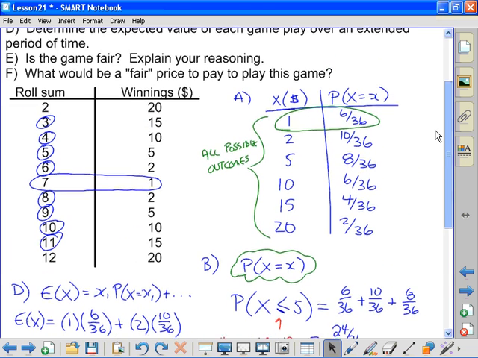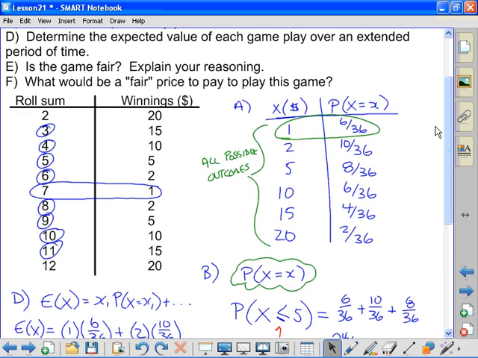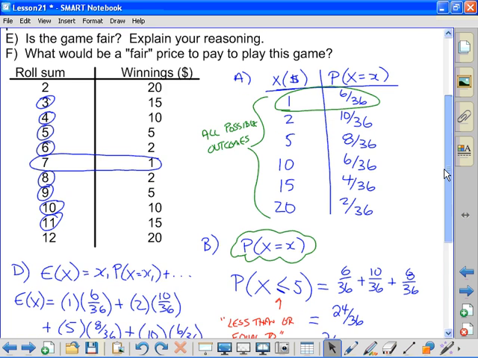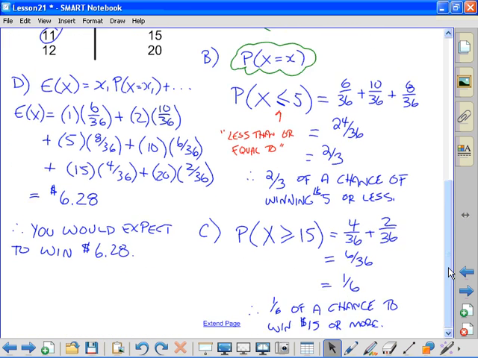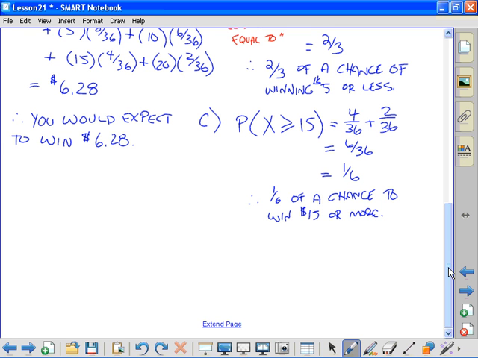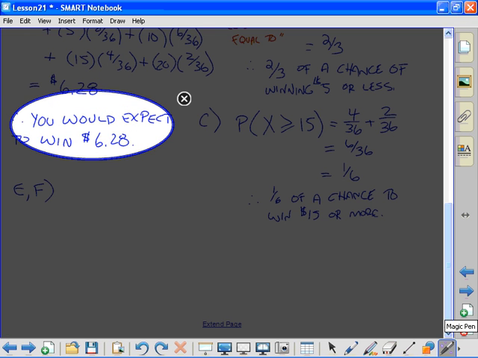Moving on then to E part, is the game fair? And F, what would be a fair price to play this game? I'm going to answer both at the same time. So is this a fair game to play? Some of you, hopefully most of you, are saying definitely not. And for those that don't see it, we'll talk about that right now. It's this answer right here of interest. You would expect to win $6.28. Well, hold on a second.